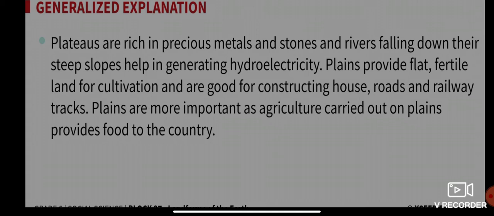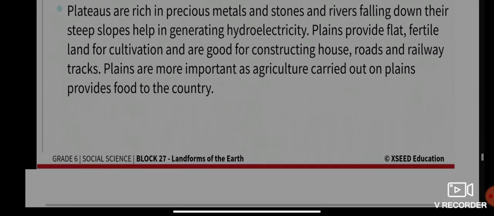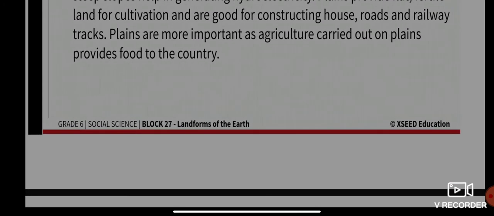The reason is because agriculture carried out on plains provides food to the country. So take the example of Nagaland. Even though we do cultivation, sometimes it becomes insufficient. Because of that, where do we get all our food commodities? We get them from the plain area called Assam and other parts of India. So because of that, plains are actually more important as compared to plateaus.